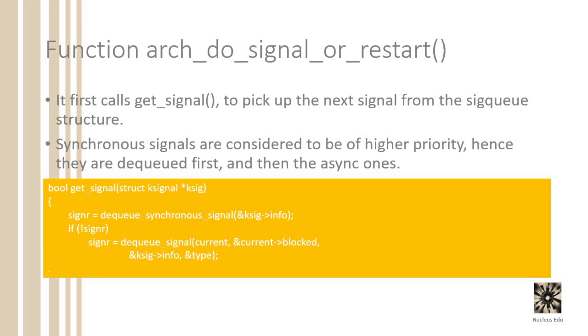So once this signal has been found, either a synchronous or an asynchronous one, you can see that the structure being used to dequeue the signal and keep it is called struct ksignal, and it has another member called struct k_sigaction, which is basically the one storing the sighand structure, the handler for the particular signal which has been dequeued, and that is used to call that handler to process the signal in the end.